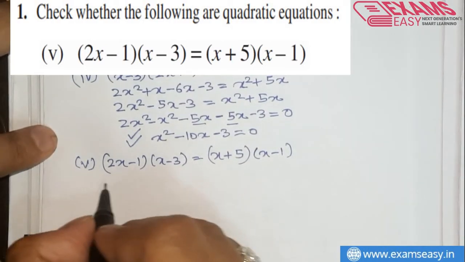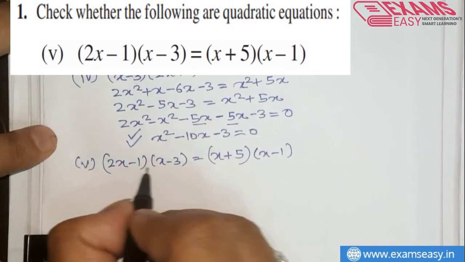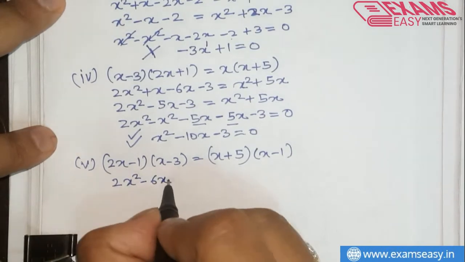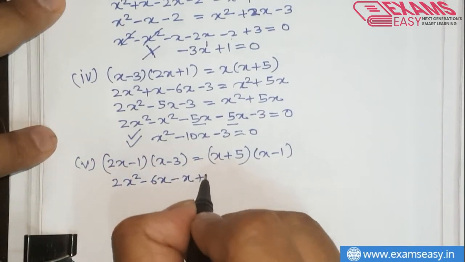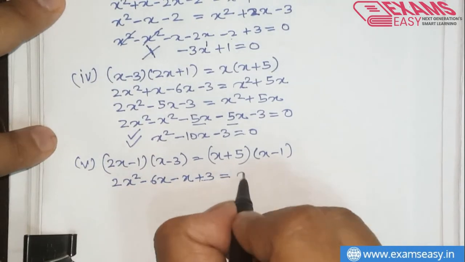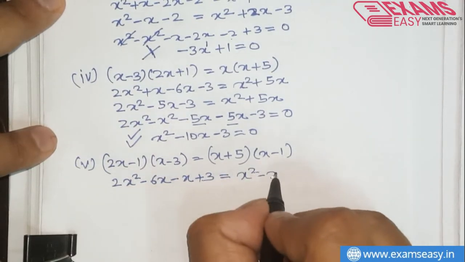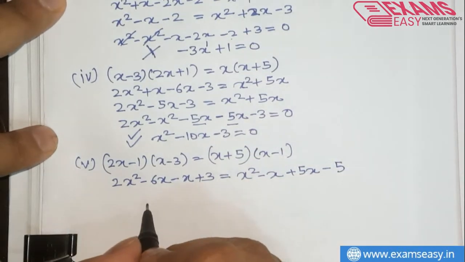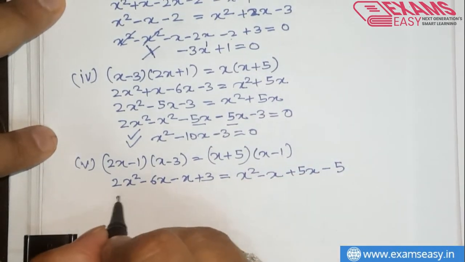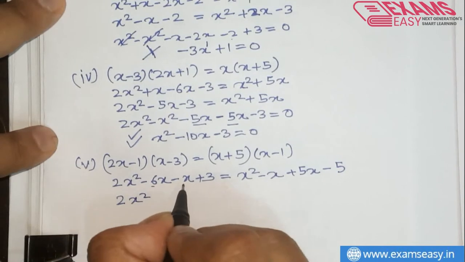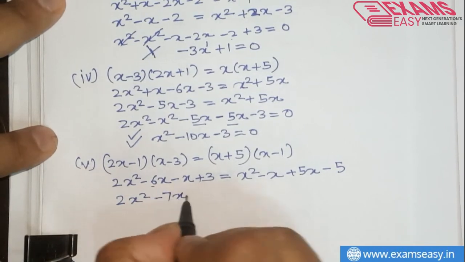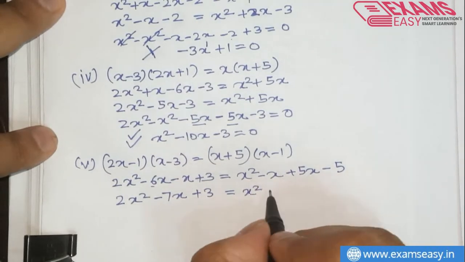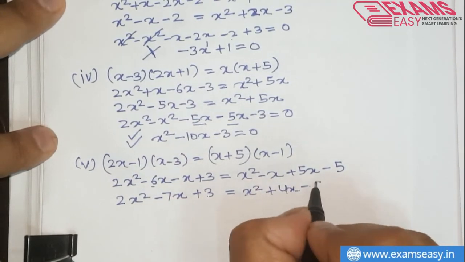So multiply, open the bracket and multiply, it will become 2x square minus 6x minus x plus 3 is equal to x square minus x plus 5 minus 5. So we will simplify it first. 2x square minus 6x minus x will become minus 7x, plus 3 is equal to x square plus 4x minus 5.